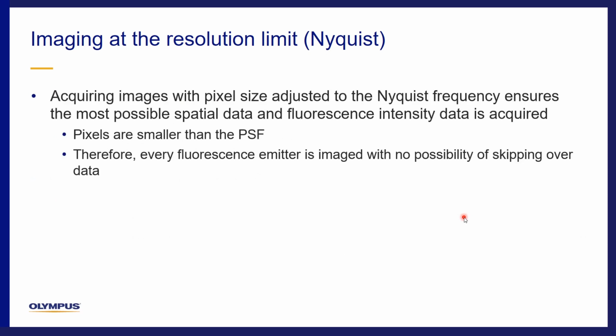So acquiring your images with your pixel size adjusted to Nyquist ensures that you're getting the best possible data from your sample. You're getting the most spatial data and the most fluorescence intensity data. Okay, your pixels are smaller than your point spread function, therefore every fluorophore in your sample, in your image, is definitely captured by at least one pixel somewhere. So there's no possibility of you missing any data anywhere in your image. This will lead to the best possible image for quantitative fluorescence measurements, distance measurements, etc.